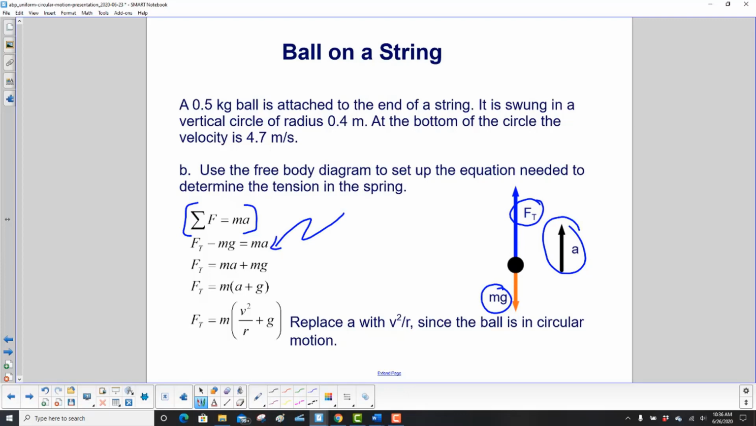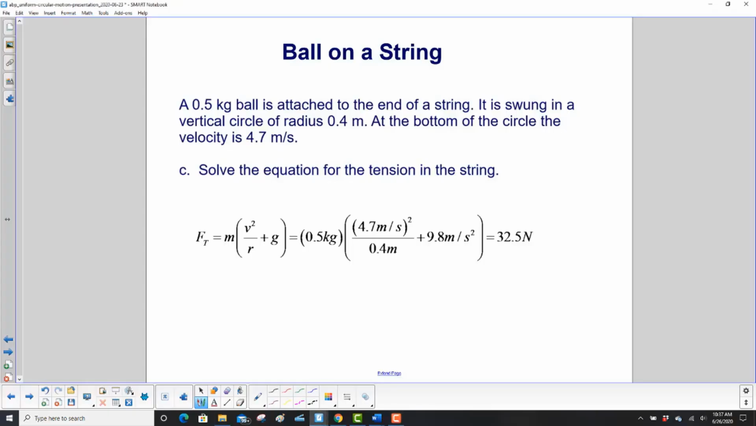And what do we do then? We isolate the tension force by adding mg to both sides. So we now have tension is ma plus mg. Factor out the m to make the number crunching a little easier. And of course, replace acceleration with v squared over r, since the ball is in circular motion. We now have our equation for tension. We just have to put in the numerical values.